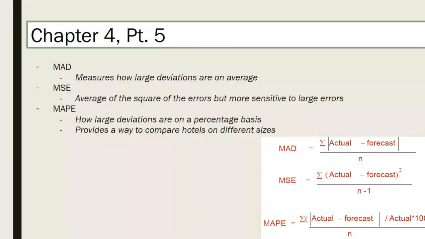So if I have 10% of occupancy and you have 10% of occupancy, the proportion is the same. And comparing proportions is a lot easier. And again, you take the absolute value so that you don't have any negatives.